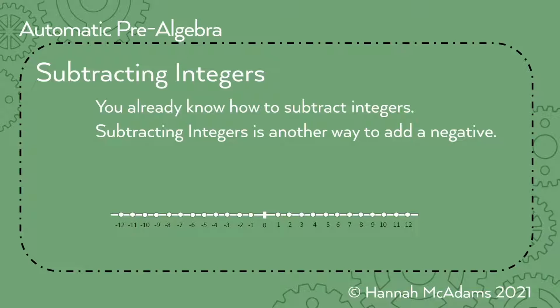All right, so you already know how to subtract integers. That's what we've been doing. Subtracting integers is another way to add a negative. So you've already learned all of this. Well, then why are we making a whole lesson about it? Because I have a couple more things to show you. So let's go over this.